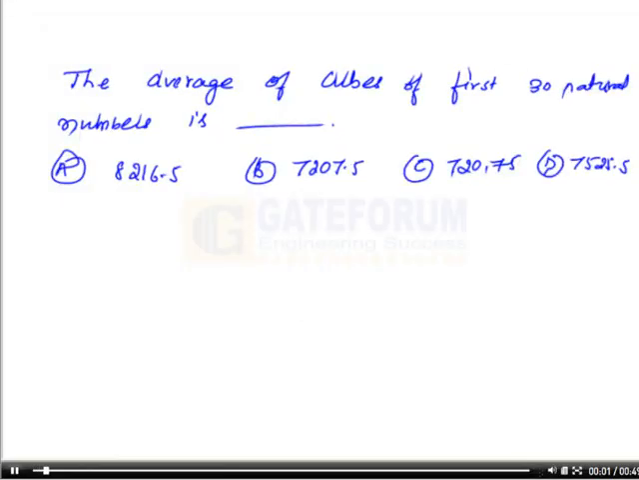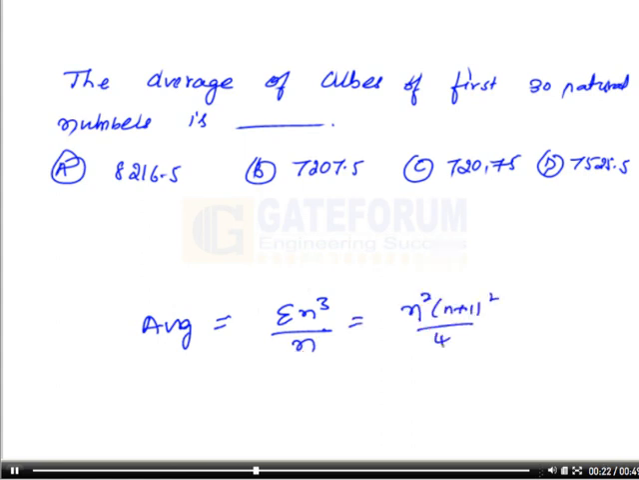The average of cubes of first 30 natural numbers is dash. Average is nothing but sum of observations by number of observations. Now, the average is sigma n cube, that is sum of all first n cube natural numbers, by n. Now we know the formula, n square into n plus 1 whole square by 4n. Now average will be n into n plus 1 whole square by 4.